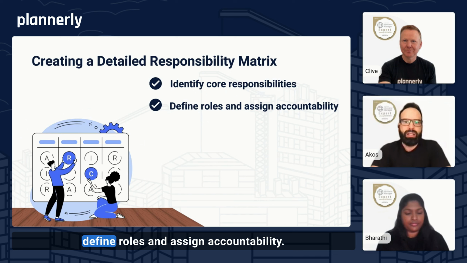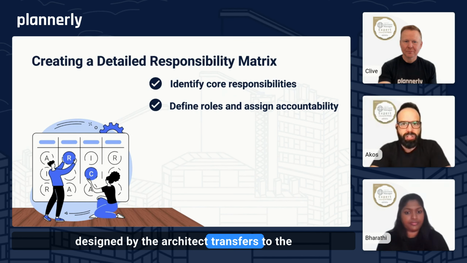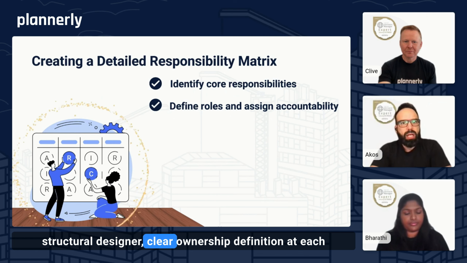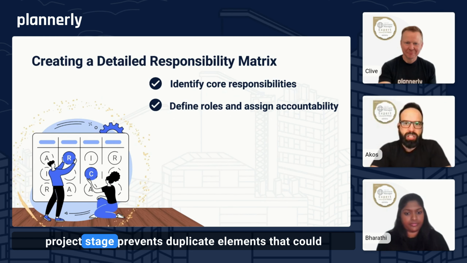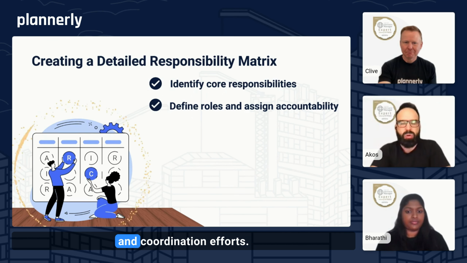It is also essential to define roles and assign accountability. For instance, when a concrete slab initially designed by the architect transfers to the structural designer. Clear ownership definition at each project stage prevents duplicate elements that could compromise model-based quantification and coordination efforts.